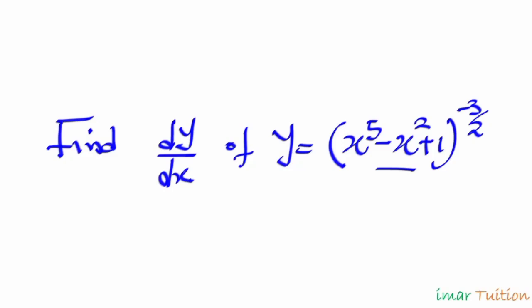Here we'll have another function: y is equal to (x^5 - x^2 + 1) all raised to the power minus 3 over 2. To find the derivative, dy/dx of the function.